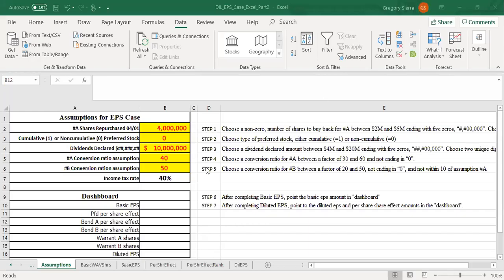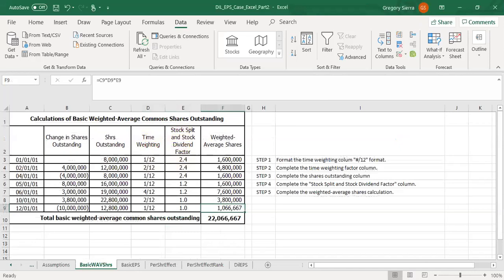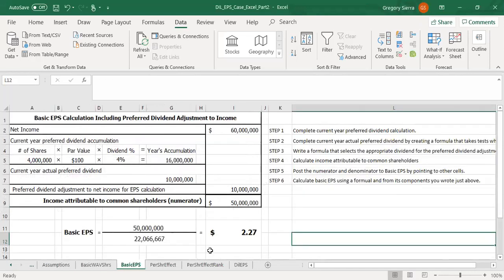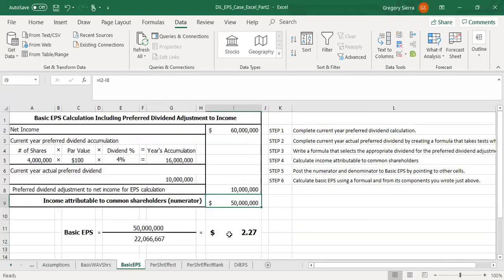Hello everybody, this is part 2 of the Excel EPS project. At this point you should have already completed the basic EPS information, and before proceeding you should wait for a sign off on your weighted average shares and your income to shareholders and your basic EPS, because if that's incorrect nothing else will be correct going forward.